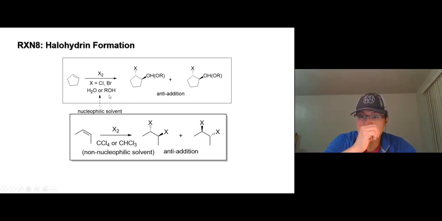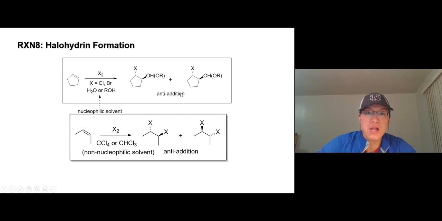Now, let's look at the difference in the product. Anti-addition, same thing. Pretty much the same mechanism, just replace one of the X with the nucleophile. If you use water, you get an OH. If you use an alcohol, you get an alkoxy group on the carbon. But the stereochemistry is still the same because this is basically the same reaction.